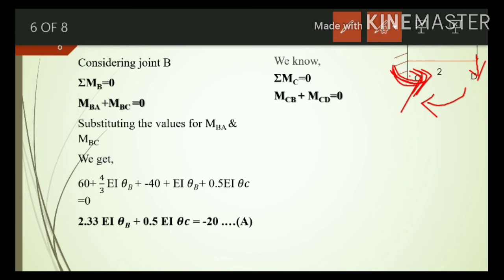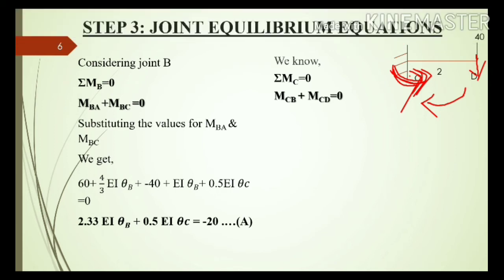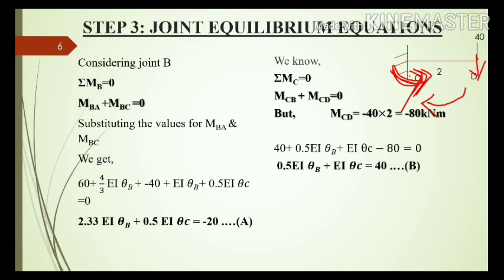So here the value of moment is force into distance, that is 40 × 2. That is the value of MCD is equal to -40 × 2, that is -80 kilonewton meter. So substitute the value of MCB from the previous slope deflection equation and the value of MCD as -80 kilonewton meter. So we get 40 plus 0.5 EA theta B plus EA theta C minus 80 equal to 0. So we get 0.5 EA theta B plus EA theta C equal to 40.